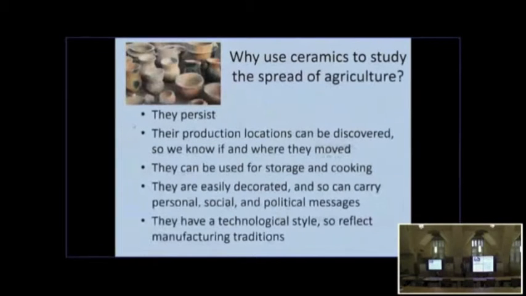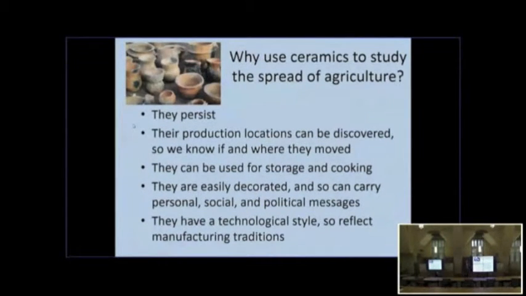So let's see how this worked out. What I studied, I looked at ceramics, and the reason I looked at ceramics was that they persist. All we had in the Mesolithic were a few flakestone tools and dead people and dead animals. And then their production locations can be discovered, so we know where they were made and where they were transferred. That's very important for looking at interaction patterns. The fact they can be used for storage and cooking is an important economic benefit.